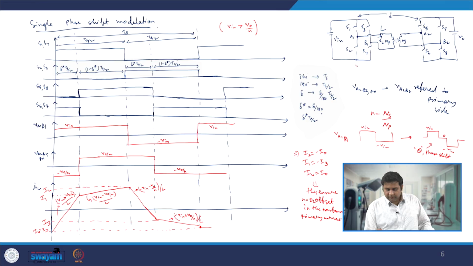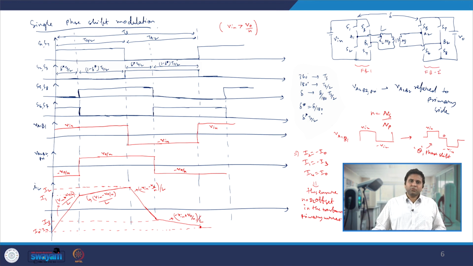So this is the very simplest waveform we have drawn by giving just the phase shift between the full bridge 1 and full bridge 2, the switches in the full bridge 1 and full bridge 2. And here we assume that both the switches are turned off at the same instances. There is no phase shift introduced in the turning off of the diagonal switches in the full bridges. So this is the simplest single phase shift modulation waveform.